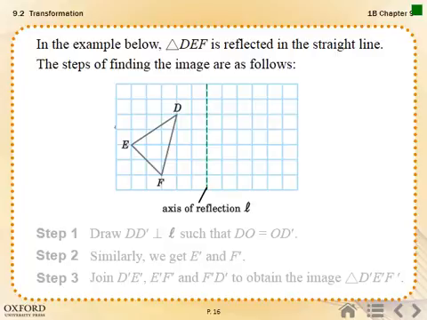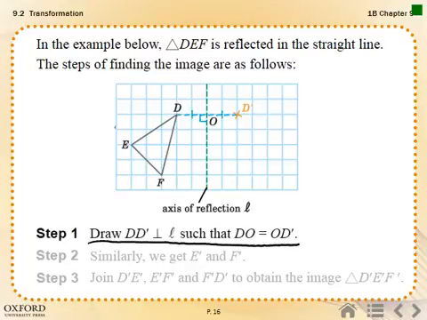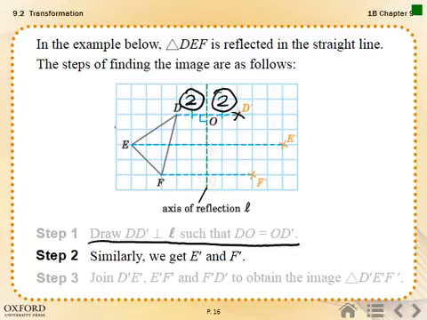In the example below, triangle DEF is reflected in the straight line. The steps of finding the image are as follows. First of all, step 1, draw DD' perpendicular to L such that DO is equal to OD'. And we find that the distance DO is equal to 2 units, and so we have to find a point such that OD' is also 2 units. Secondly, similarly, we get E' and F'.